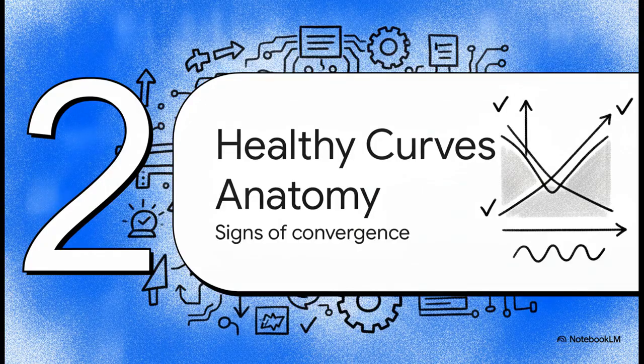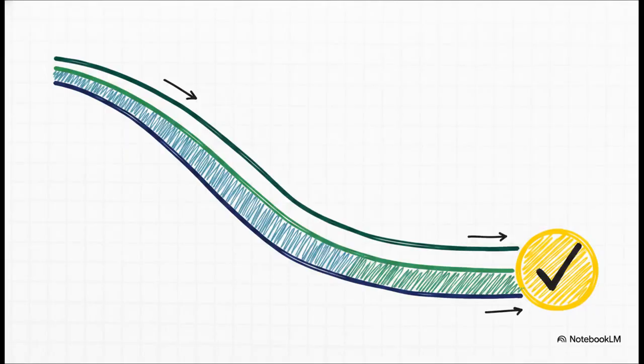Moving right along to Section 2, Anatomy of Healthy Learning Curves. So a well-behaved, perfectly healthy training run is going to show a really steady, smooth decline in both your training loss and your validation loss. What you're looking for is a very small gap between how the model performs on the training data it's studying and how it handles the validation data it has literally never seen before. Finally, both of these curves should eventually level off.